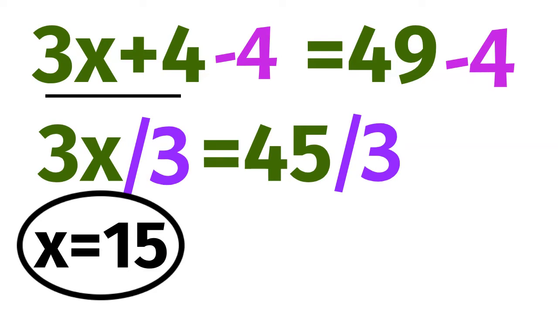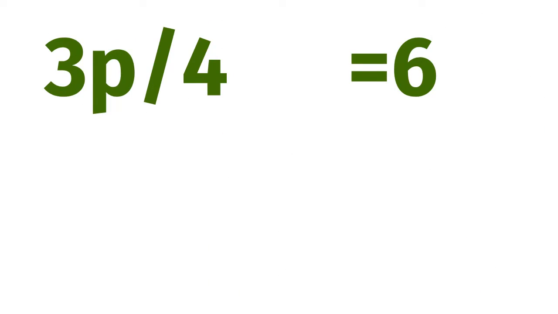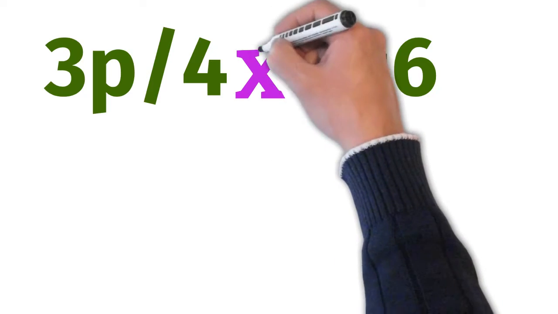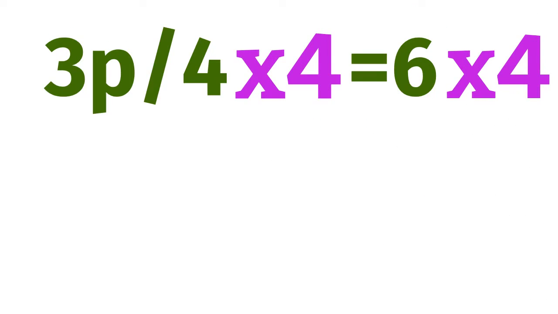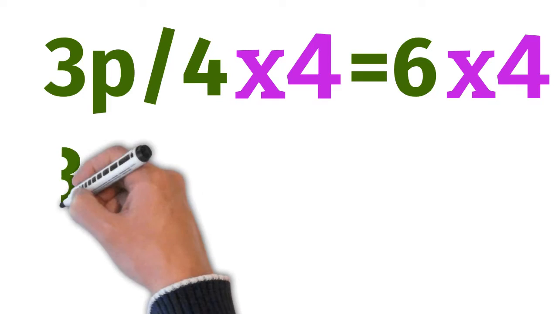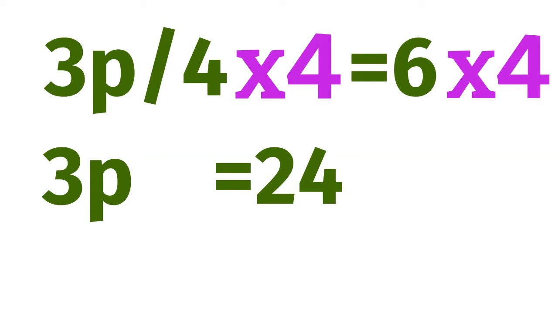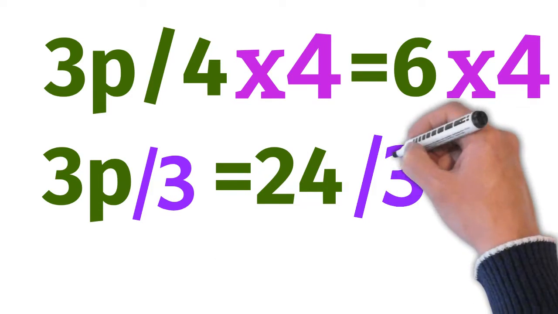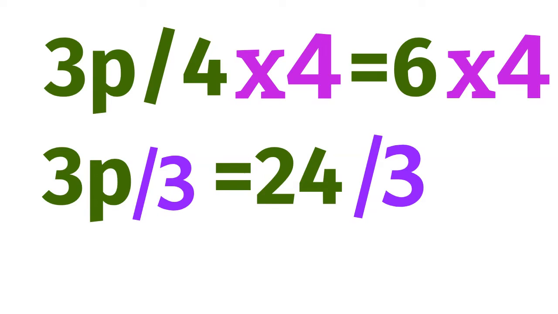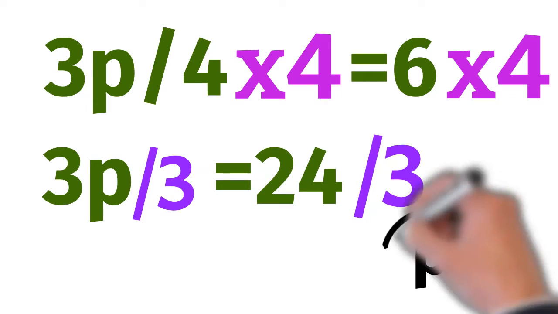Let's take another example. Take the equation 3p by 4 is equal to 6. Multiplying both sides by 4, we get 3p by 4 into 4 is equal to 6 into 4. That implies 3p is equal to 24. Now dividing both sides by 3, we get 3p divided by 3 is equal to 24 by 3. That implies p is equal to 8. This is the solution.